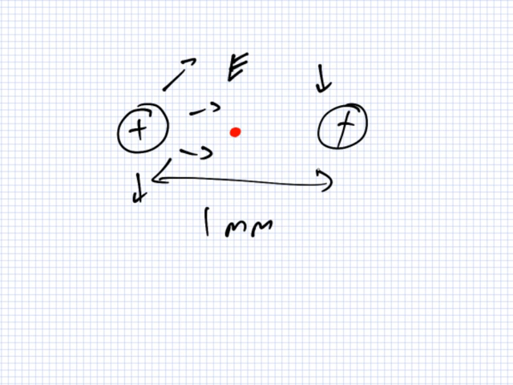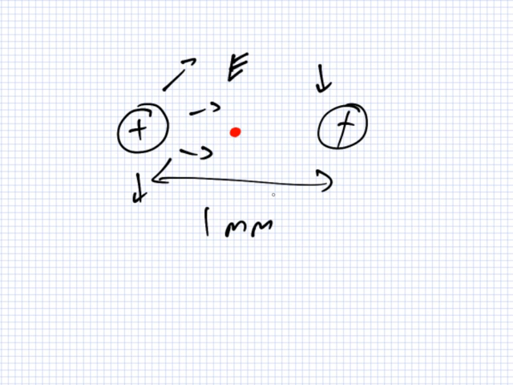Now what happens if I put a proton in the middle? It will move to the left. No, for the same reason. The proton on the left will push it to the right, and the proton on the right will push it to the left. So again, it won't move. Oh no, take the electron out, put a proton in.